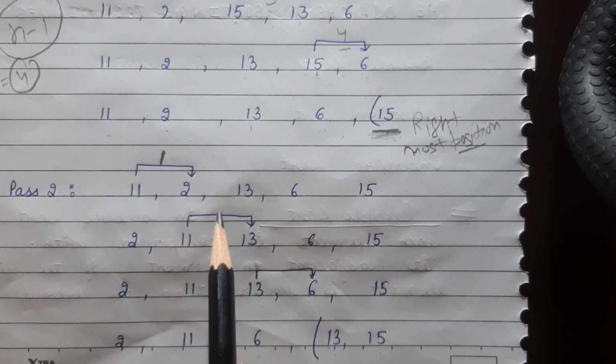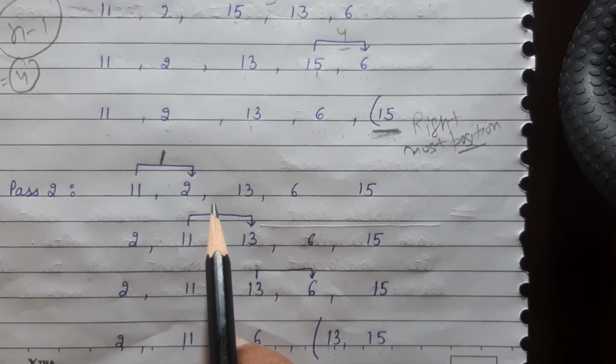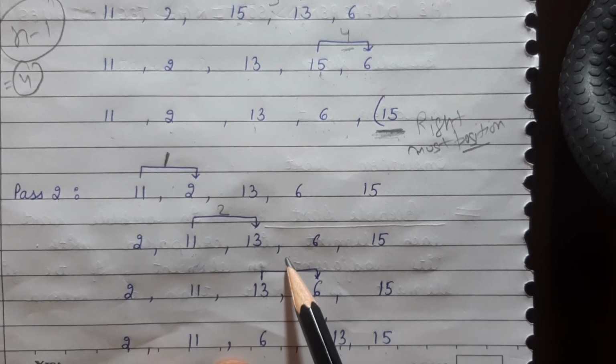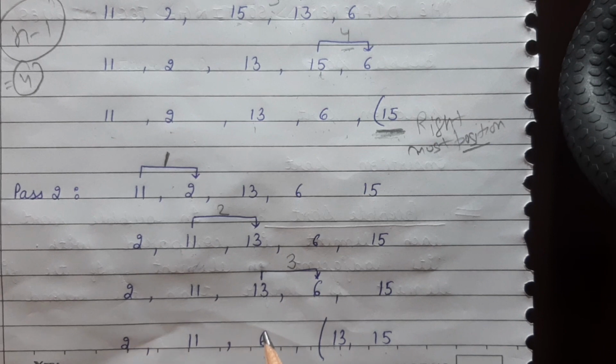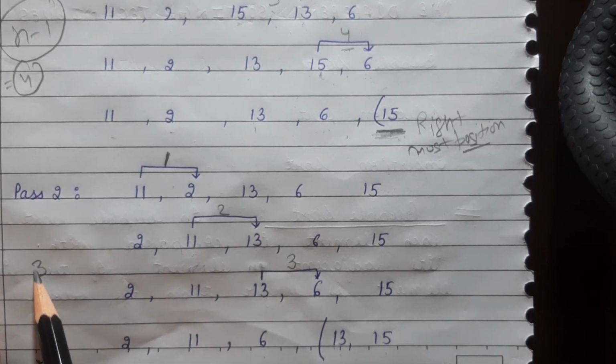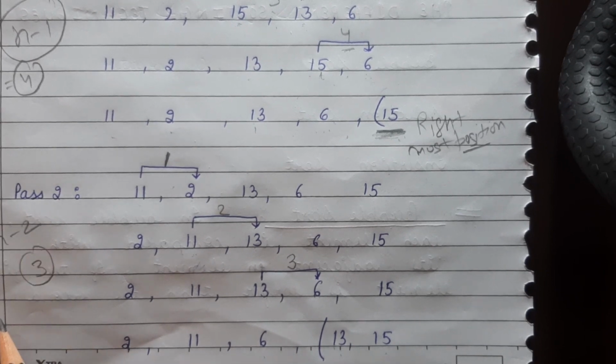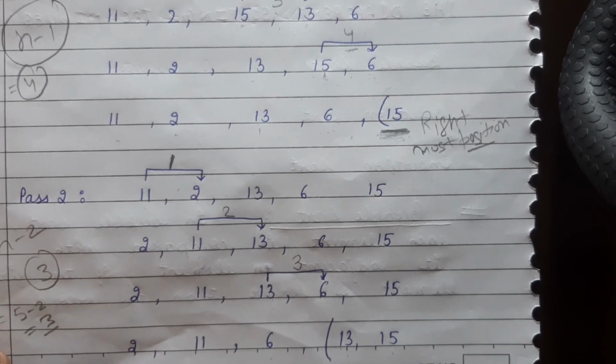In pass 2 we have this is our first comparison, this is our second comparison, this is our third comparison. So how many comparisons you performed? We performed only 3 comparisons, that is n minus 2 comparisons, because n has a value 5. 5 minus 2 is equal to 3.